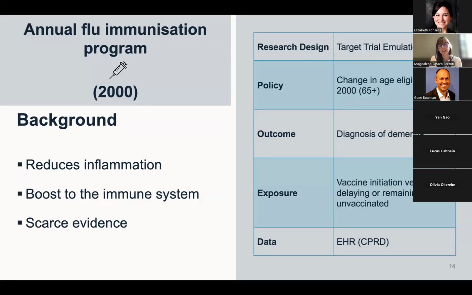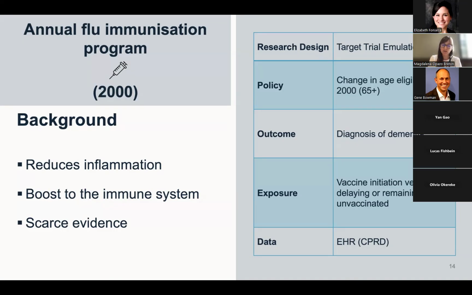As I mentioned before, it started in year 1960, vaccinating people over the age of 75. But in year 2000, there was a change in the policy, and they started vaccinating people over the age of 65. There's evidence that immunization in general can reduce inflammation, and in that way can reduce the risk of dementia. It's also said that it can be a yearly boost to the immune system, and in that sense, it could reduce the risk of dementia. However, there's still scarce evidence about immunization and dementia, though the evidence is growing, especially for the zoster vaccine. I show some data later about this.